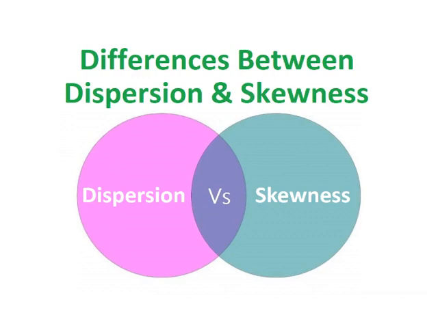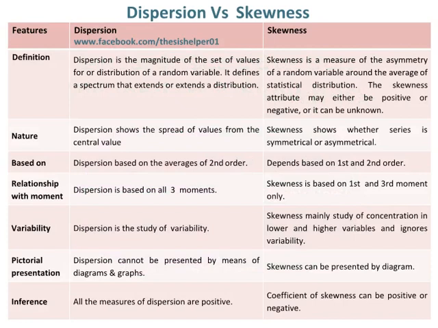Differences between dispersion and skewness. Dispersion versus skewness. Dispersion is the magnitude of the set of values for a distribution of a random variable. It defines a spectrum that extends a distribution, whereas skewness is a measure of the asymmetry of a random variable around the average of a statistical distribution.